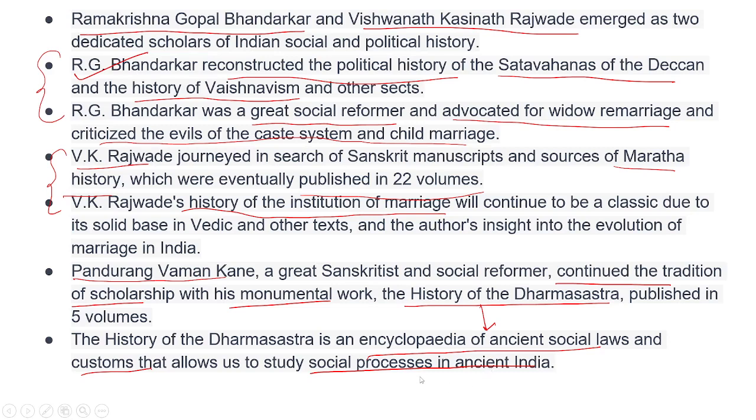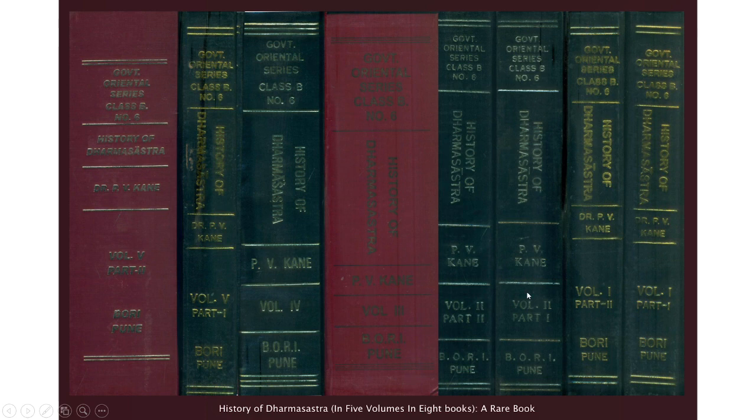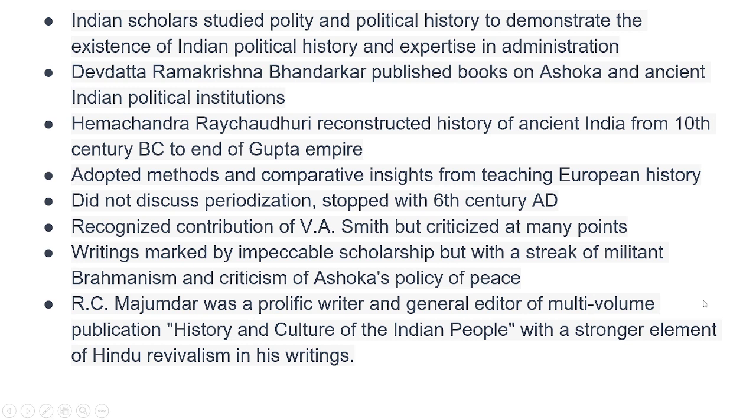Fine. So अगर social processes के बारे में लिखना हो कभी भी, you can also quote all of these. कहीं पे ये book के बारे में आप mention ज़रूर कर सकते हैं. These are the books. History of Dharma Shastra, 5 volumes in 8 books. Right? It is a very rare book. So the Indian scholars studied polity and political history to demonstrate the existence of Indian political history and expertise in administration.